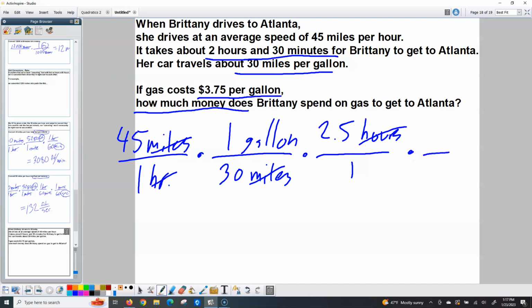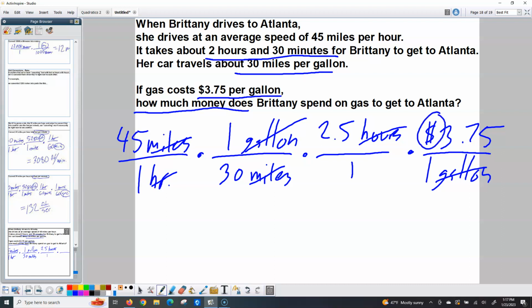Sweet. So I have gallons on top here with 1 gallon and 30 miles. So I'm going to say 1 gallon. Oh, no, I'm going to write that on the bottom. So I can cancel out with that one. 1 gallon is $3.75. And my last unit that has not been canceled out will be dollars.